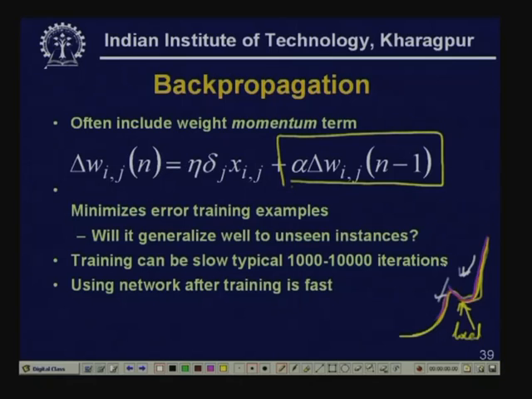Secondly, one thing that we have to keep in mind when we use neural networks is that usually neural network training time can be quite high. Often we need about several thousand iterations for the training to converge. However, if we are able to train a neural network, using the neural network is very fast, due to the feed forward nature of the network.